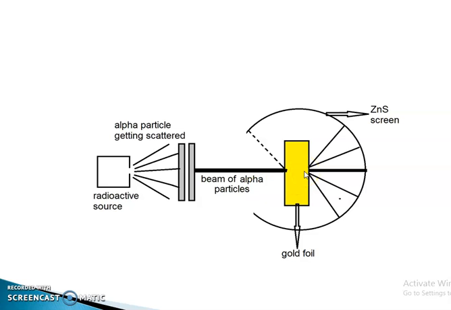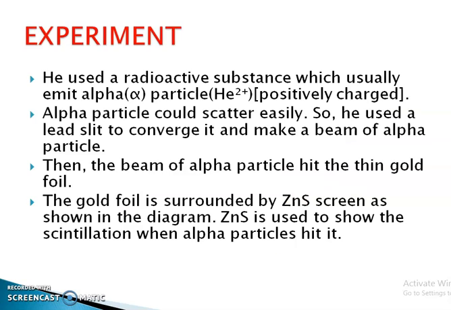Okay, next in the figure, there is a ZnS screen, zinc sulfide screen, which is a fluorescent screen which will produce scintillations or flashes when alpha particles are incident on it. These directions as shown in the figure represent the scattered alpha particles. There are small angle scattering, large angle scattering, even backward scattering. Okay, this was the experimental setup.